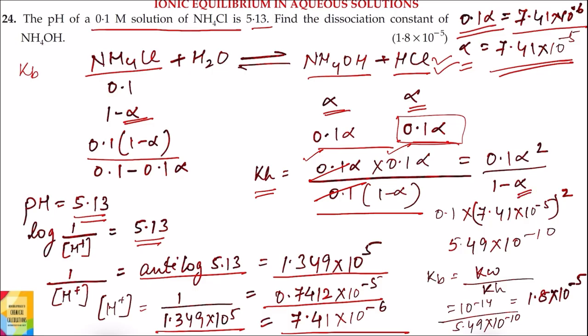0.1 cancels, and Kh is equal to 0.1 alpha square divided by 1 minus alpha. Now, alpha can be neglected in the denominator as the value of alpha is very low. So, Kh is 0.1 into alpha square, where alpha is 7.41 into 10 to the power minus 5. So, 0.1 into 7.41 into 10 to the power minus 5 whole square is Kh. So, the value of Kh is equal to 5.49 into 10 to the power minus 10. Now, Kb, that is the base dissociation constant, is Kw by Kh. The value of Kw is 10 to the power minus 14 divided by Kh, which is 5.49 into 10 to the power minus 10. Solving, the value of Kb is equal to 1.8 into 10 to the power minus 5.